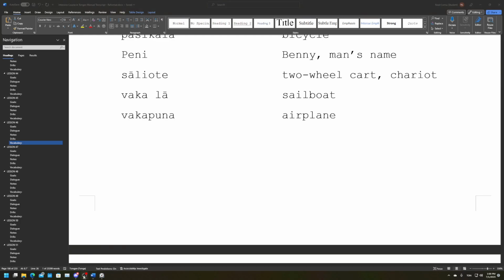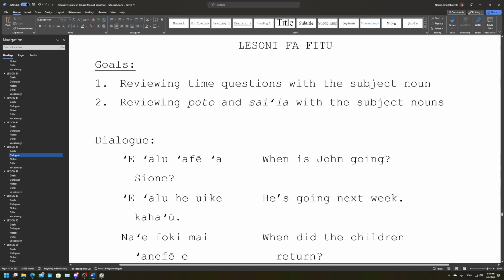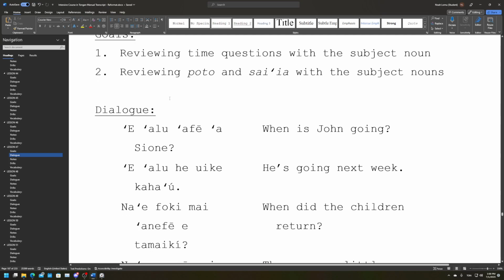Okay, how long has it been? All right, let's keep going. Lesson 47. We're reviewing time questions with subject noun, and we're going to be reviewing poto and saya, which we already learned as well. Let me flip my book page.